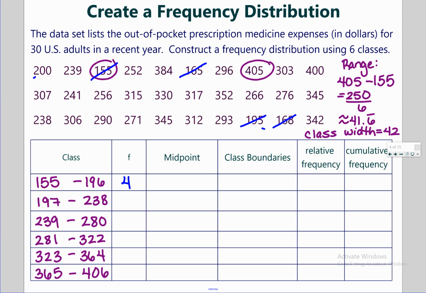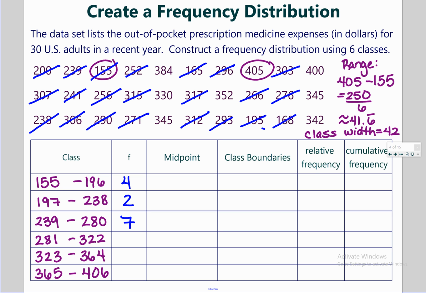Let's see. 1, 2, this 2. Okay, between 239 and 280. 1, 2, 3, 4, 5, 6, 7. I have 7. Between 281 and 322. 1, 2, 3, 4, 5, 6, 7, 8, 9.